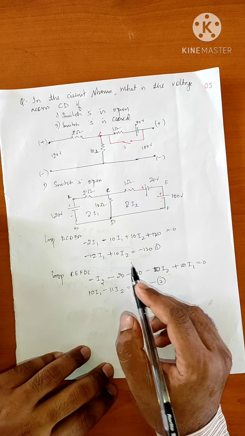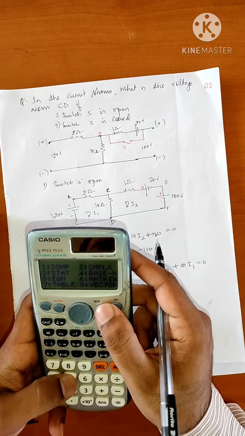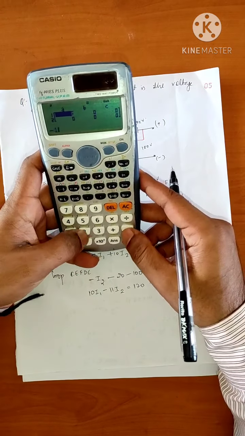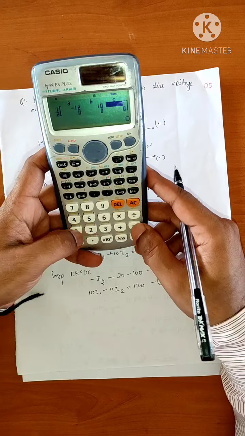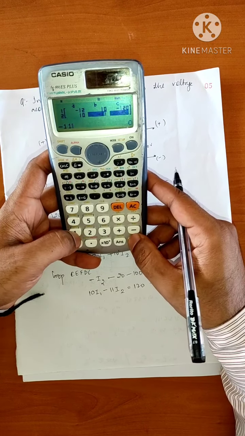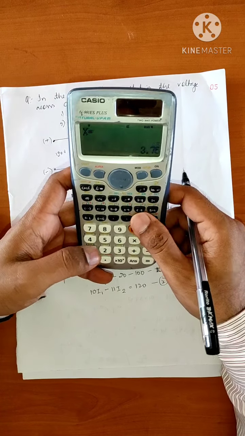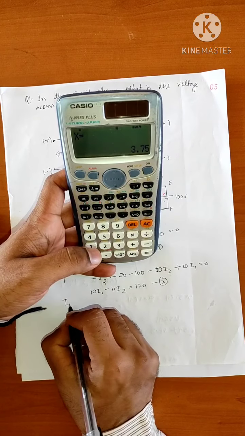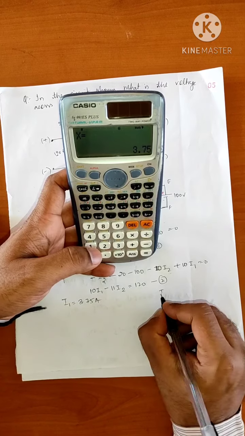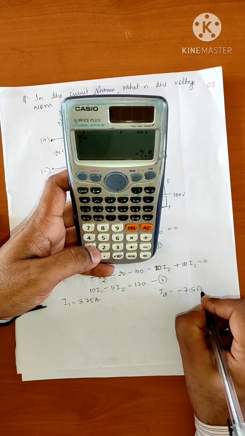Now solve these equations using the calculator, as there are only two equations to be solved. Minus 12, 10, minus 120; 10, minus 11, 120. I1 is 3.75 ampere. I2 is minus 7.5 ampere.